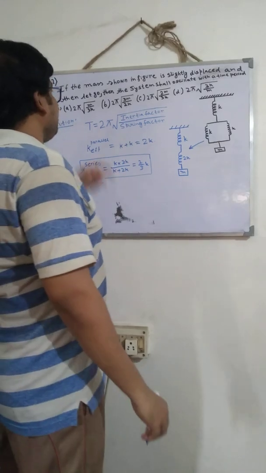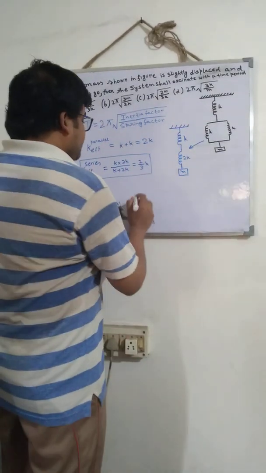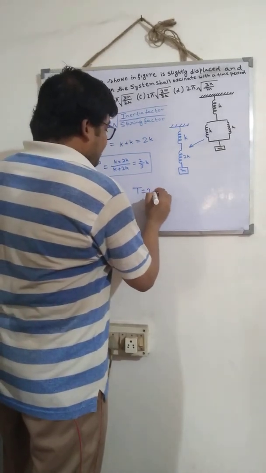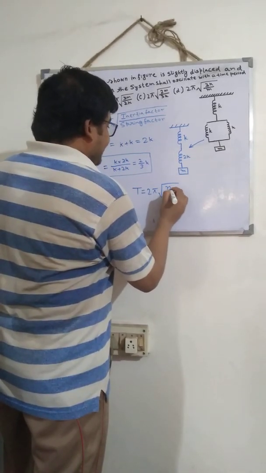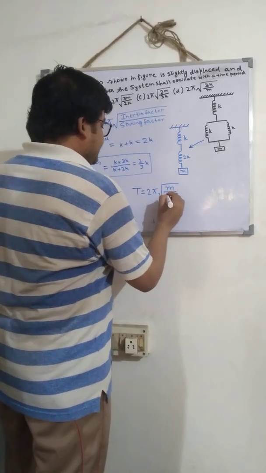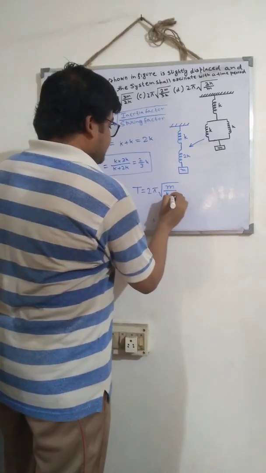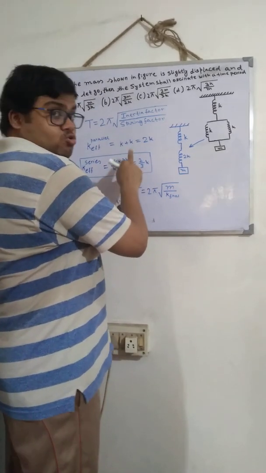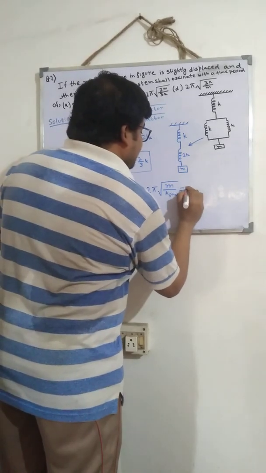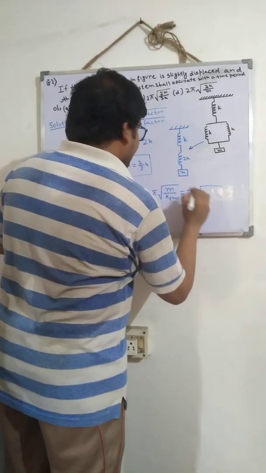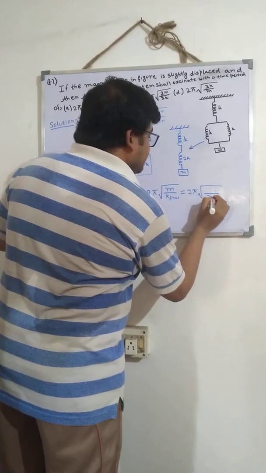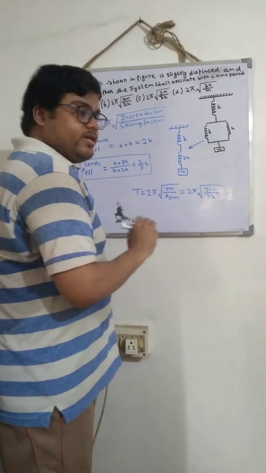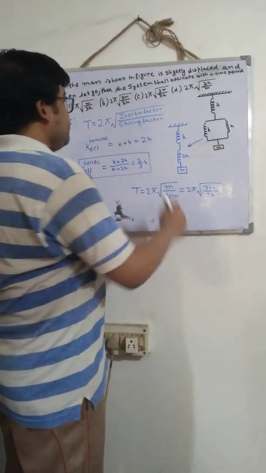Now our job is to calculate the time period of oscillation. So T is equal to 2π under root M by K final. And what is the K final? K final is this, 2 by 3 K. So T = 2π under root 3M by 2K. So B is the correct answer.